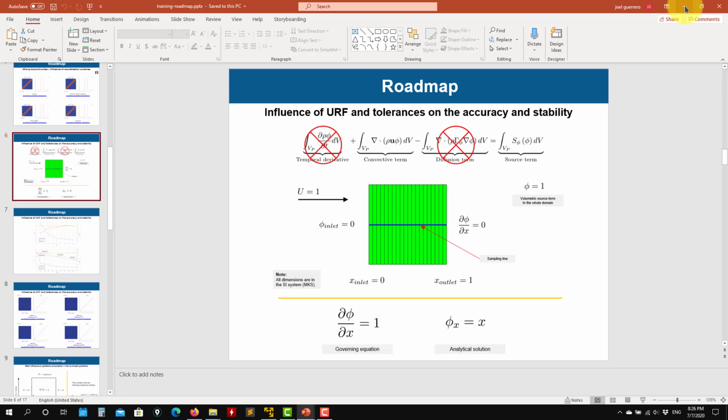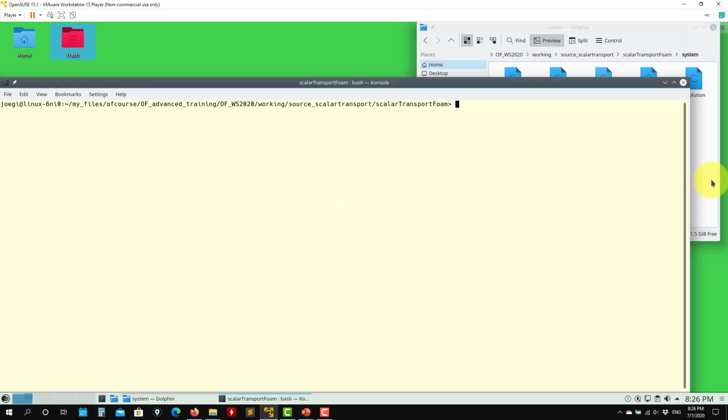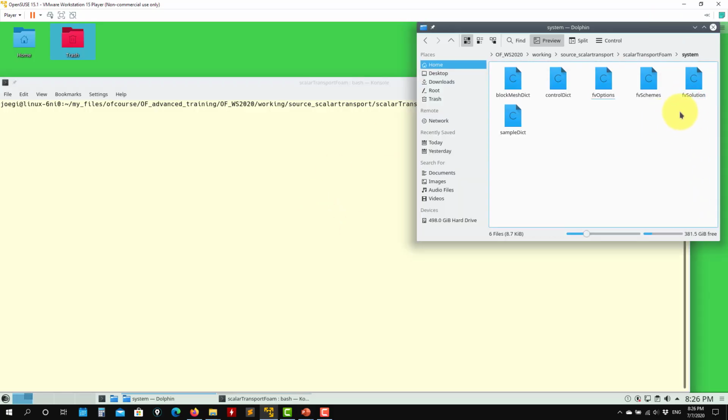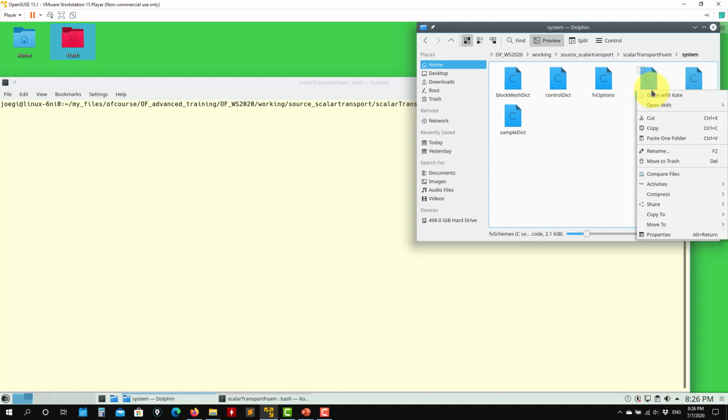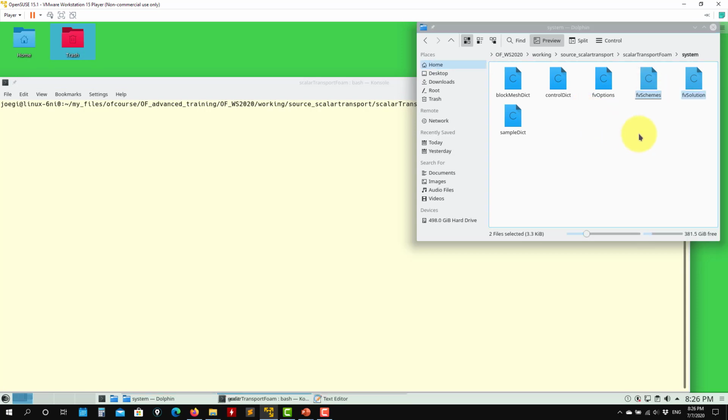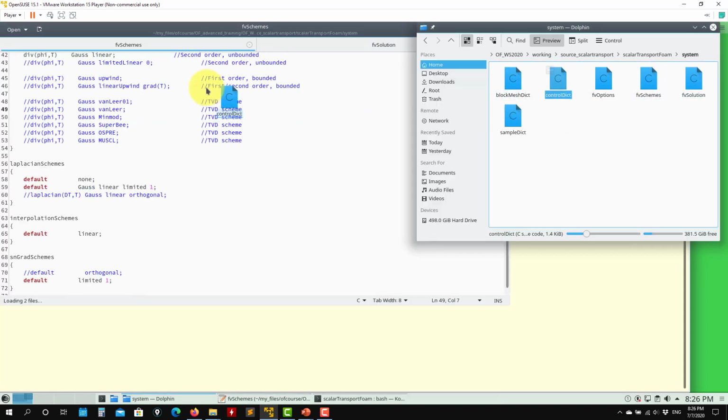Feel free also to rerun this case using those meshes, so you will know how to adjust everything. So in this case, this is 1, this is mesh. So let's open the dictionaries in which we're interested.